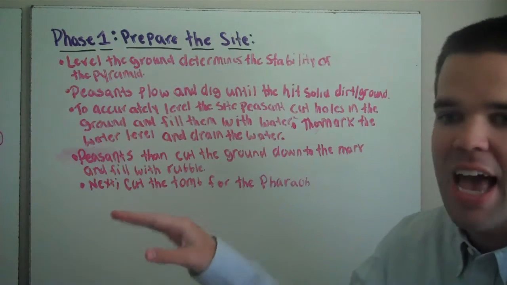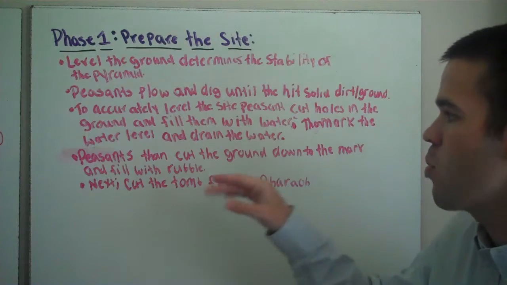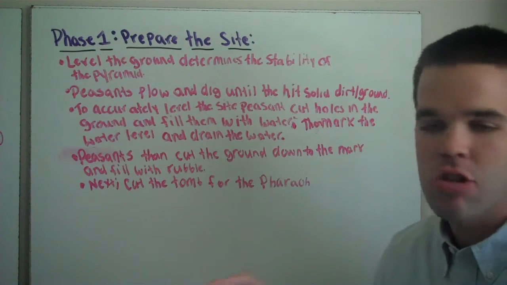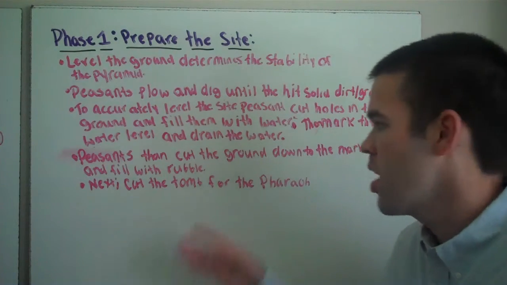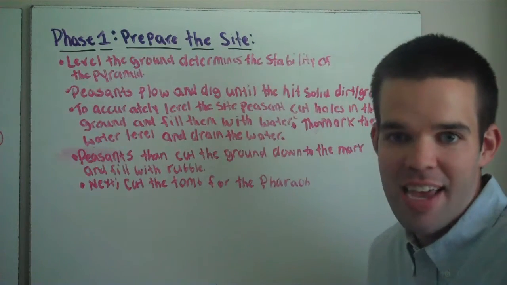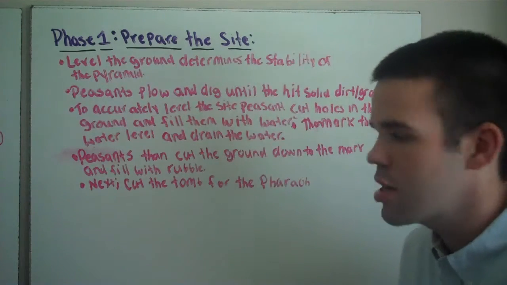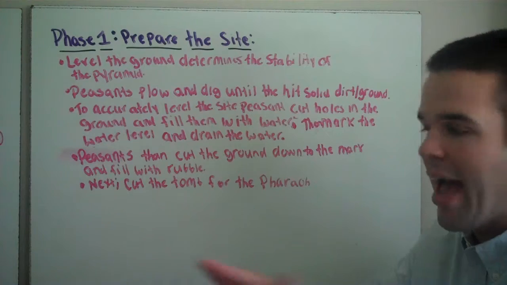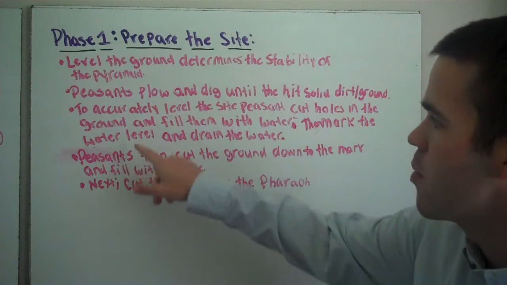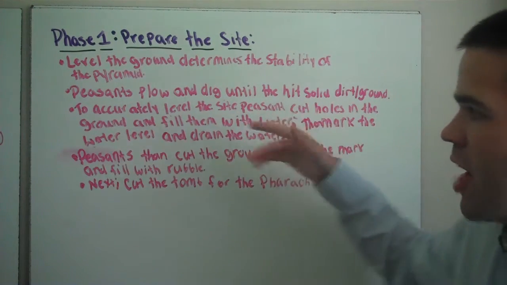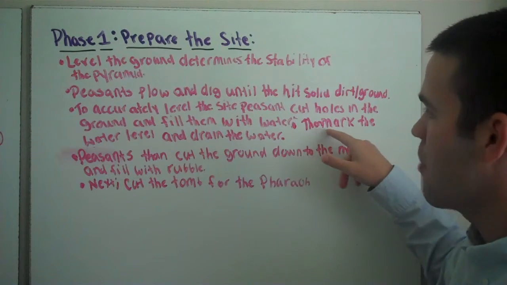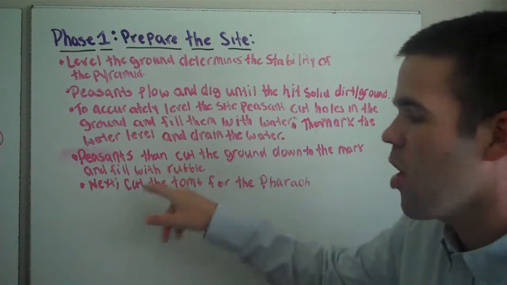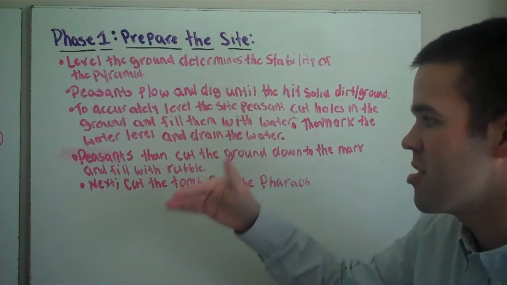That way they have an accurate mark to where they need to fill and where they need to cut the ground down to the mark and fill it with rubble. Now what is rubble? Rubble is like land. Rubble is dirt, ground, whatever they can find to flatten it back out. So what they have done is they have filled it with water after they cut the holes. Then they mark the water level and drain the water. Then they cut the ground down to the mark and fill it back up with rubble up into the mark.